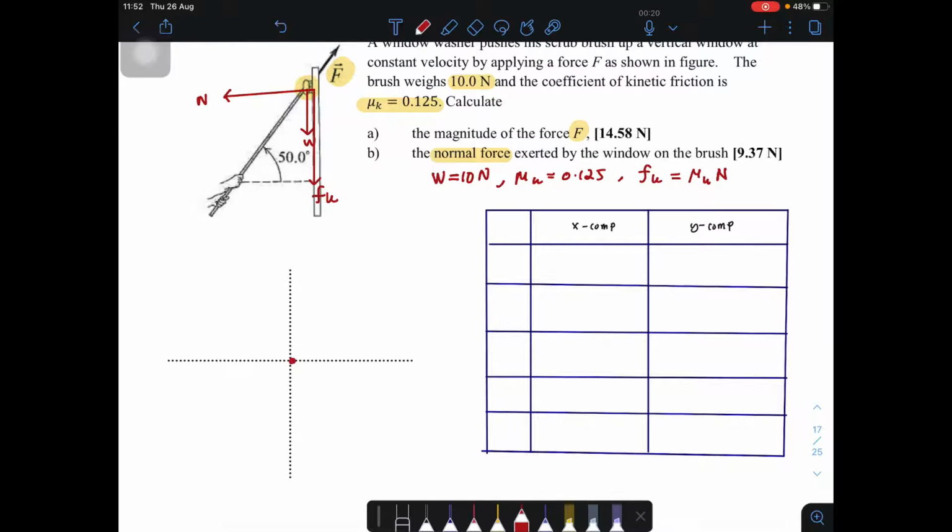Start with a dot, and then ke bawah kita ada weight. Pergi kiri kita ada normal force, and also ke bawah ada FK, friction, and then external force is going this way. And then we have an angle here.